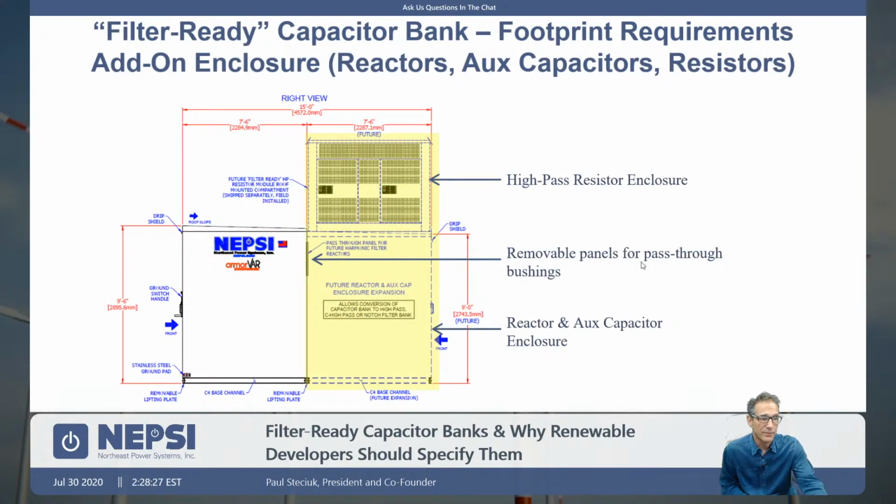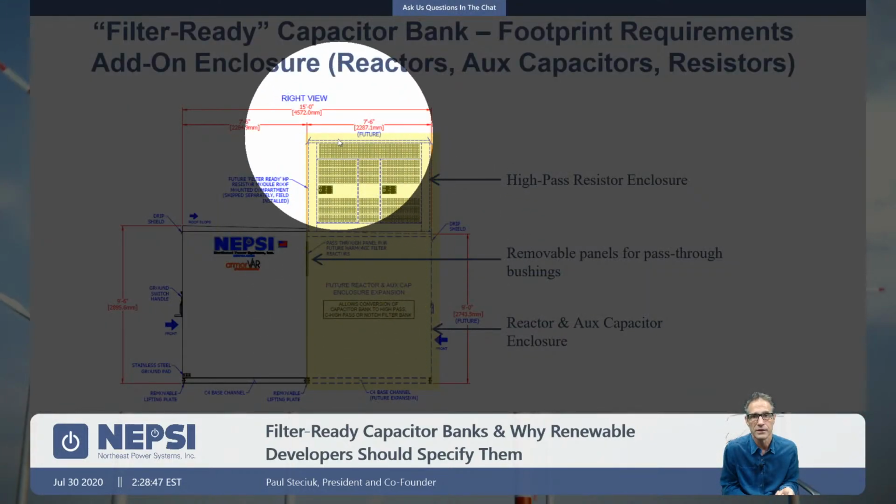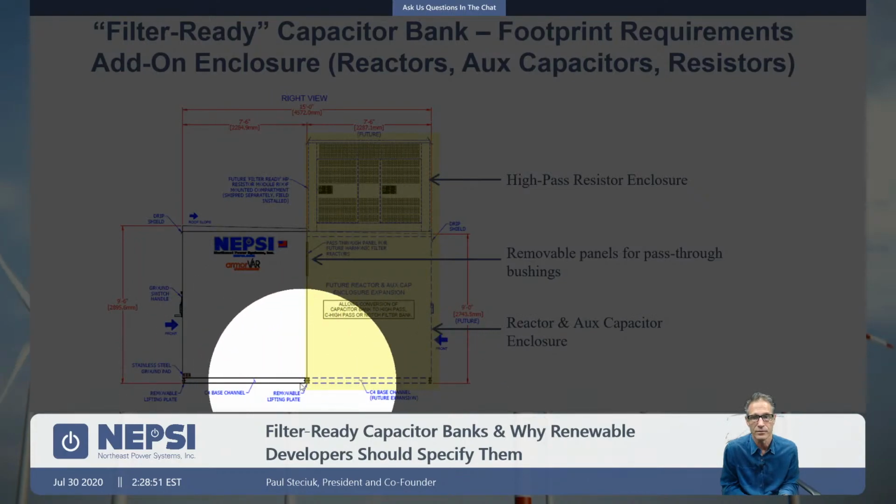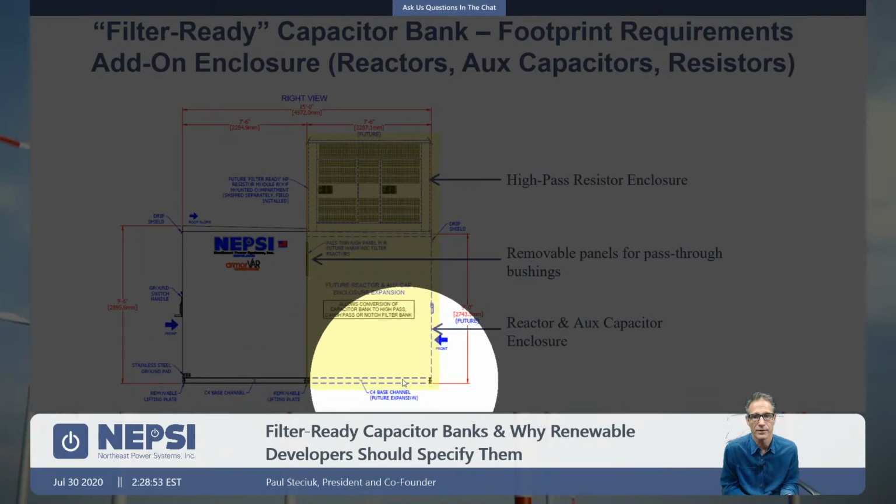From a space standpoint, the reactor enclosure, the resistor enclosure, and the aux capacitor, those components, aux capacitor, resistor, and reactor, will go into this area here in yellow on the right. So it's here on the right, this whole area. So basically we're doubling the depth of the metal enclosed cap bank.